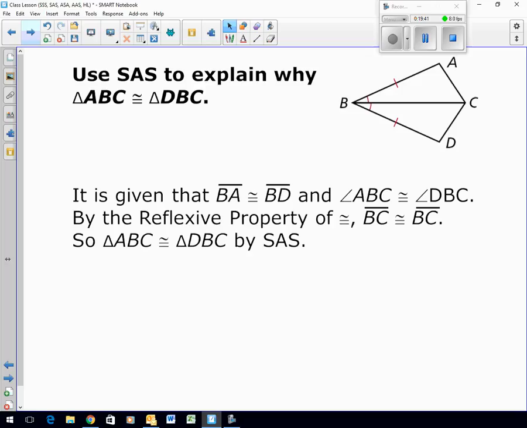Use side, angle, side to explain why ABC is congruent to DBC. Guess what's happening again? Same thing. Is BC congruent to itself in both of these particular triangles? Yes, it is. The reflexive property tells me that BC in triangle DBC and ABC is congruent to itself. If I split the triangles apart, I'd have BC in one, BC in the other. Right?